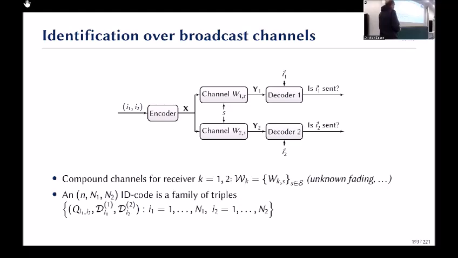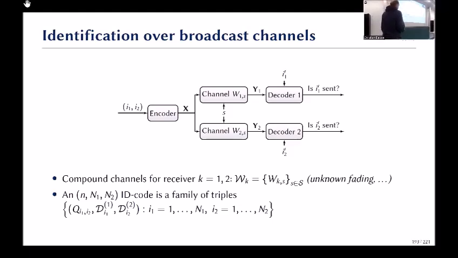So we look at the following model, you know it as before. Now we look at the broadcast channel. Before, you know, you have the wiretap channel where you have a legal and an illegal receiver. Now we look at the broadcast channel. In this case, you have 2 legal receivers, and this one wants to know if I1 is sent, this one wants to know if I2 is sent. So we have these 2 decoders interested in 2 different messages. Yes, and the encoder includes I1 and I2.